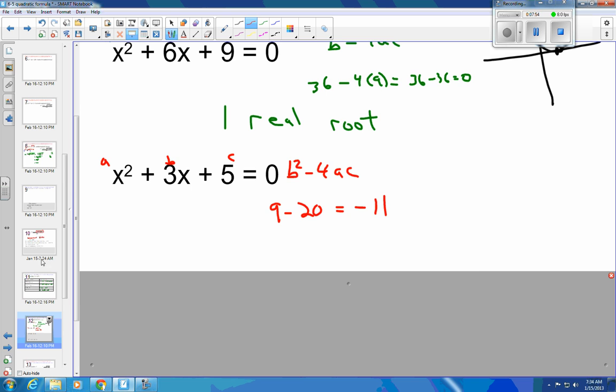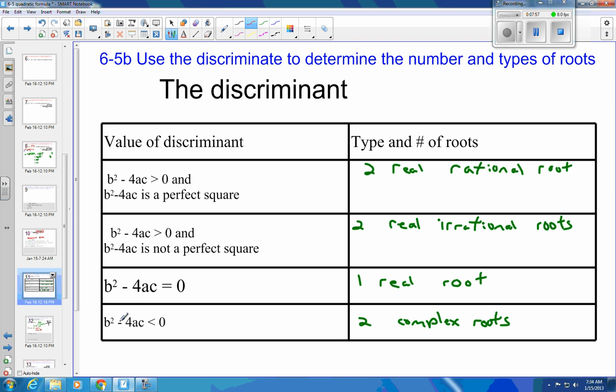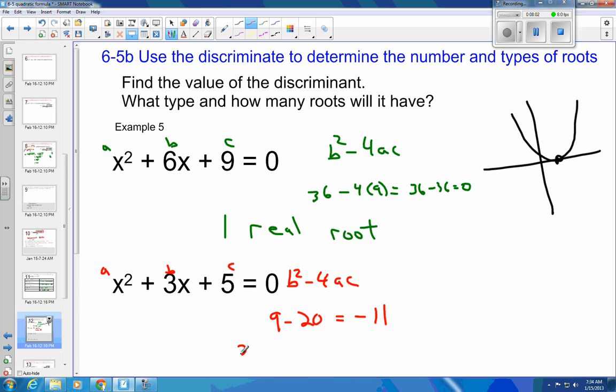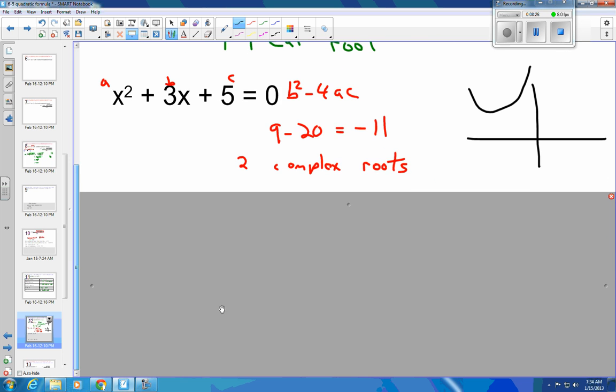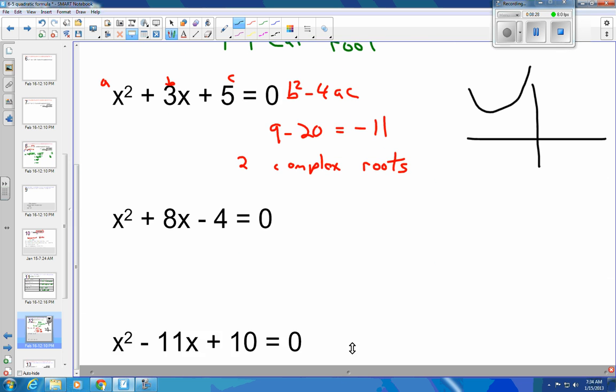And so that means, we go back to our table, if it's negative, we are going to have 2 complex roots. Okay, so this is going to be 2 complex roots. And 2 complex roots means that we don't have any real roots. And it's facing up, so we are somewhere up here where we don't cross the x-axis at all. Let's look at a third example here. And I've got a fourth one.